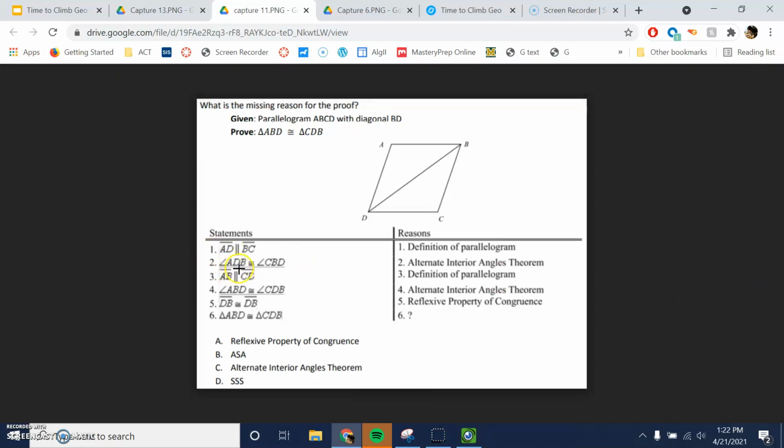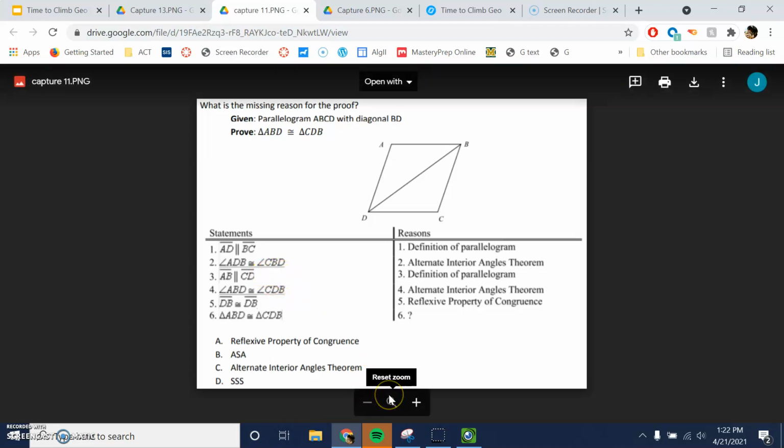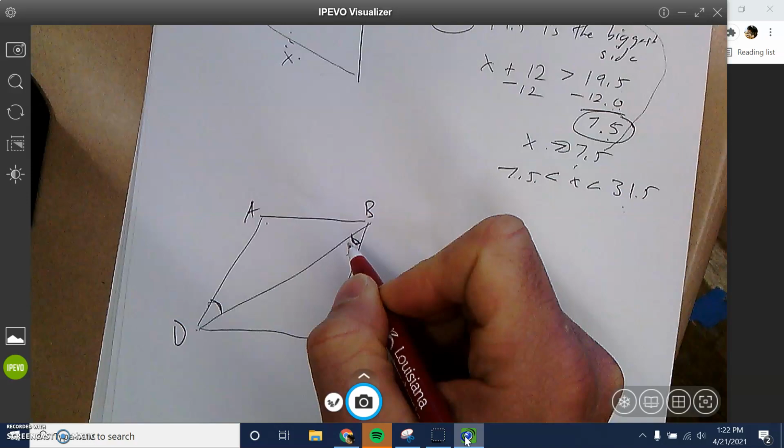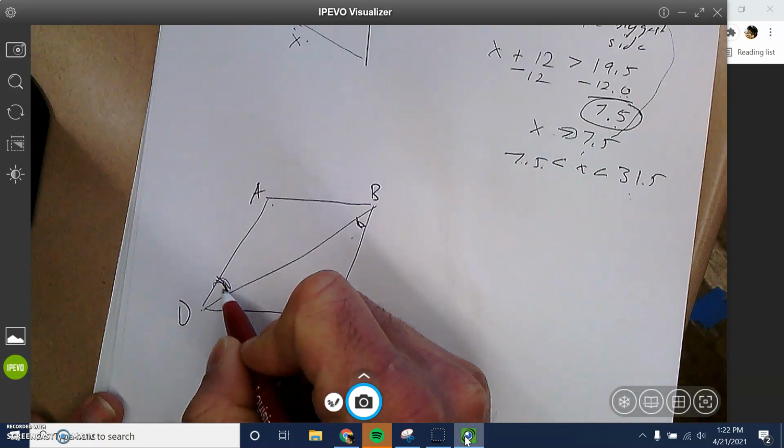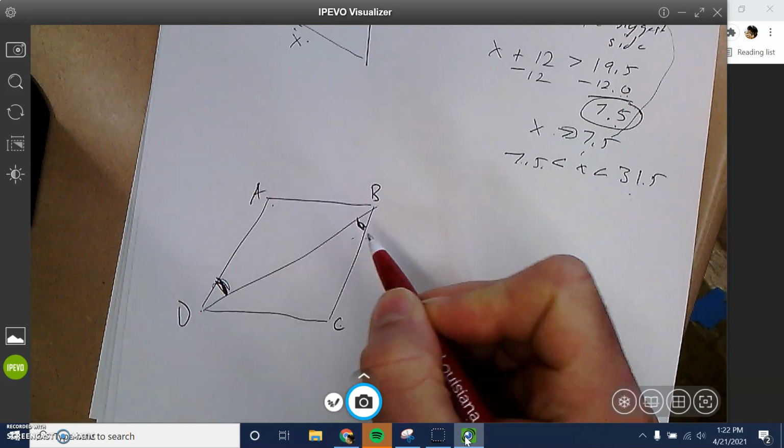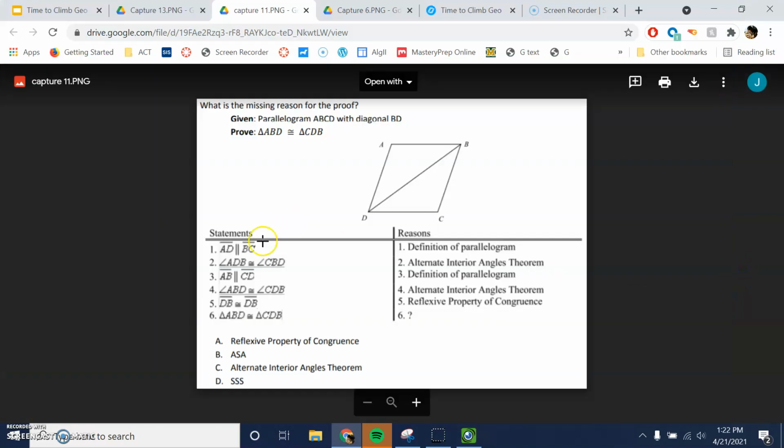So angle ADB is congruent to angle CDB. Why? Alternate interior angle theorem. Okay. So ADB and, sorry, CBD. So ADB, boom, I'm marking on my picture, and CBD, marking on my picture like this. So it should look like this. So here's the first thing, mark and mark. All right, what else do I see?